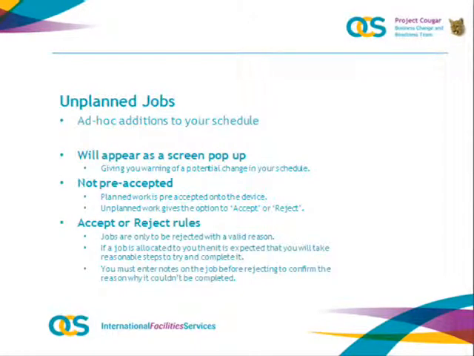A job can be sent to you that wasn't originally part of your schedule. Planned work will always be accepted when it arrives on your device. Unplanned work will give you the option to accept or reject. Jobs are only to be rejected with a valid reason. If a job is allocated to you, then it is expected that you will take reasonable steps to try and complete it. You must enter notes on the job before rejecting to confirm the reason why it couldn't be completed.